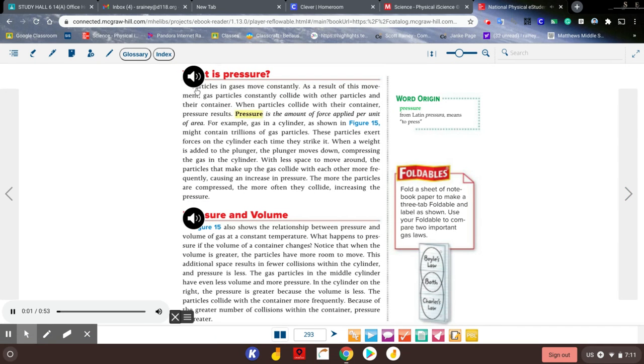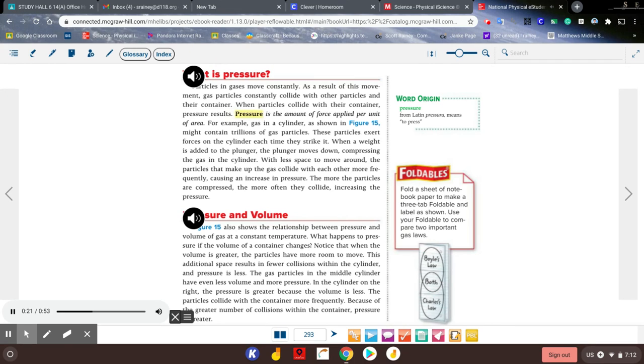What is pressure? Particles in gases move constantly. As a result of this movement, gas particles constantly collide with other particles and their container. When particles collide with their container, pressure results. Pressure is the amount of force applied per unit of area.